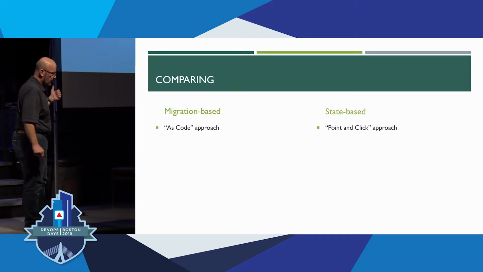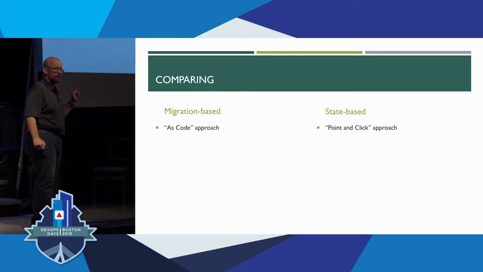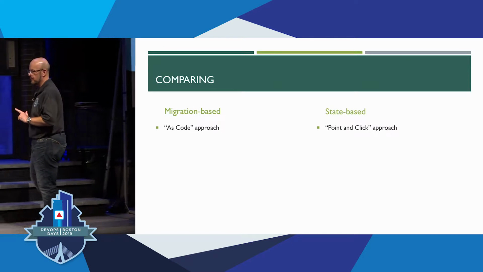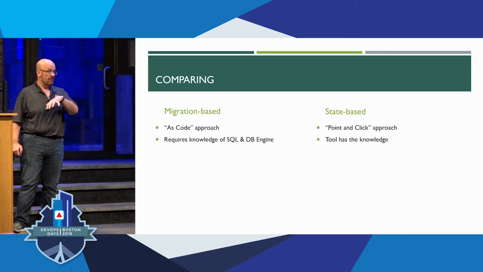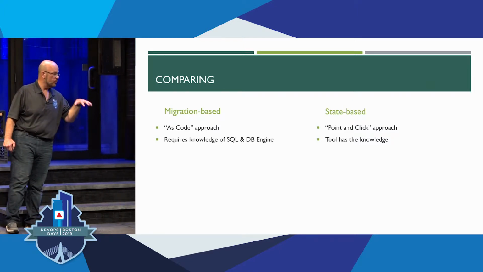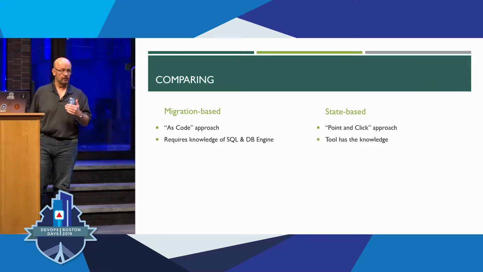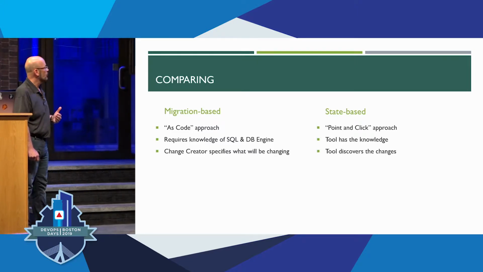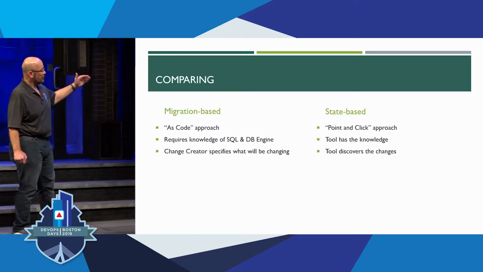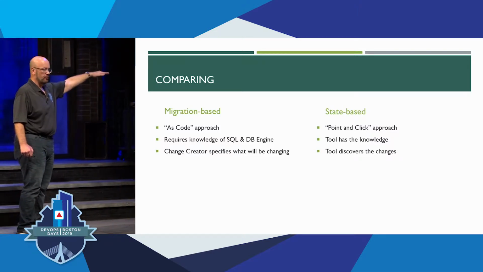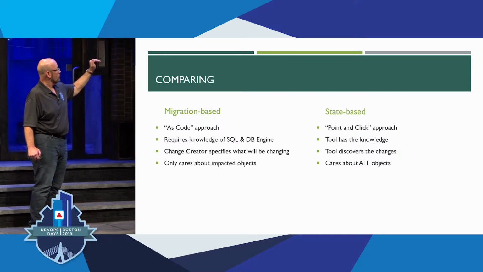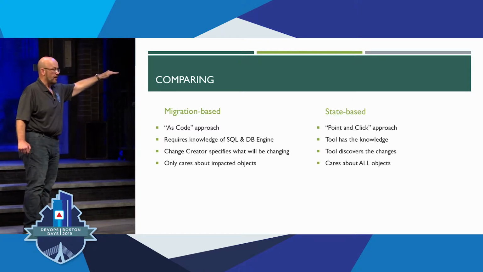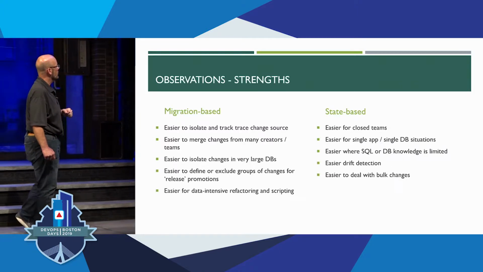Summarized, migration-based is the as-code approach. State-based is primarily a point-and-click type approach. Migration requires the change creator to have good knowledge of the SQL language and the database engine in question, whereas in the state-based approach, you can rely on the tool to do that for you. The change creator specifies exactly what will be changing. The tool figures it out in a state-based environment. Migration-based only cares about the impacted objects. State-based cares about all the objects all the time by its nature.